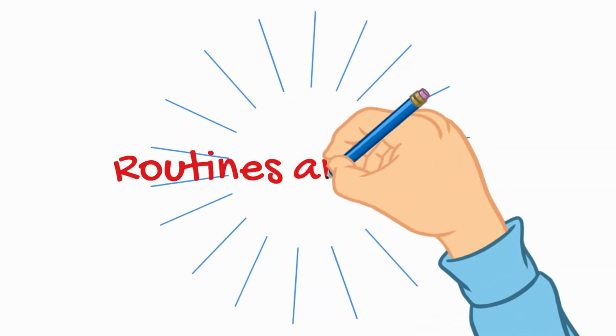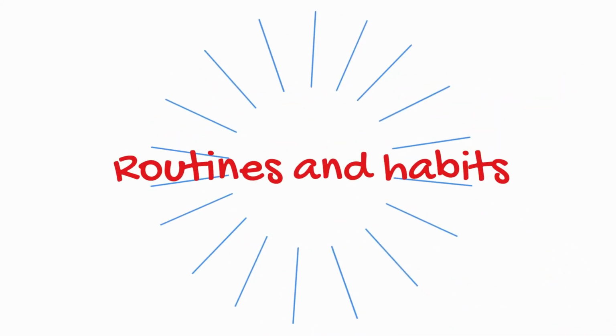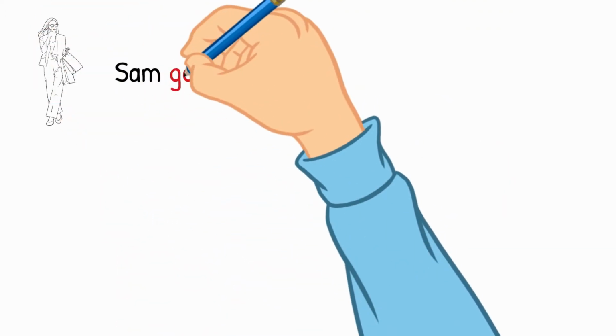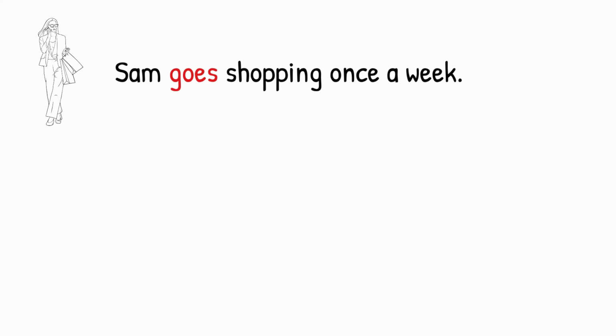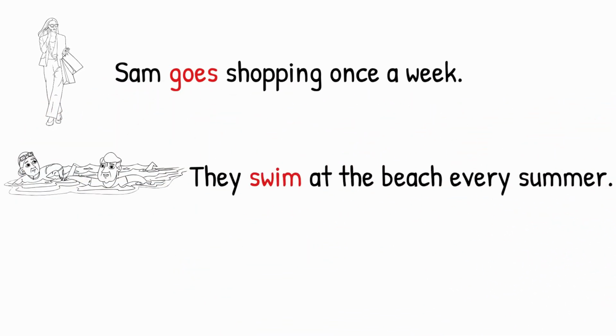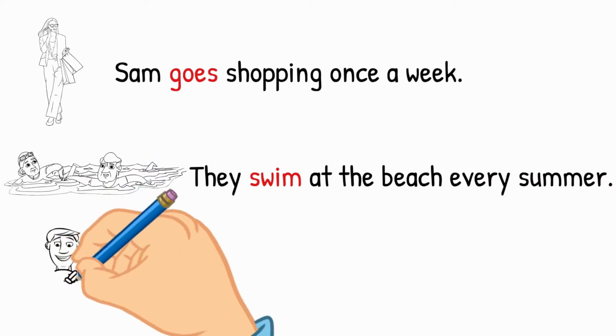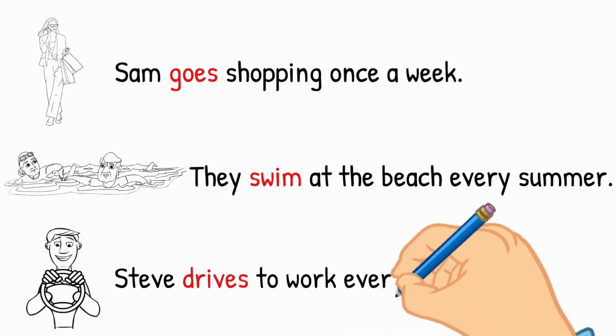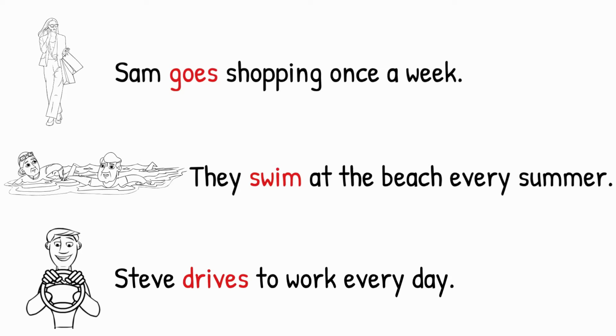Let's look at a few examples of routines and habits. Sam goes shopping once a week. They swim at the beach every summer. Steve drives to work every day. These sentences talk about routines and habits and use time words like once a week, every summer, and every day to talk about how often Sam goes, they swim, and Steve drives.